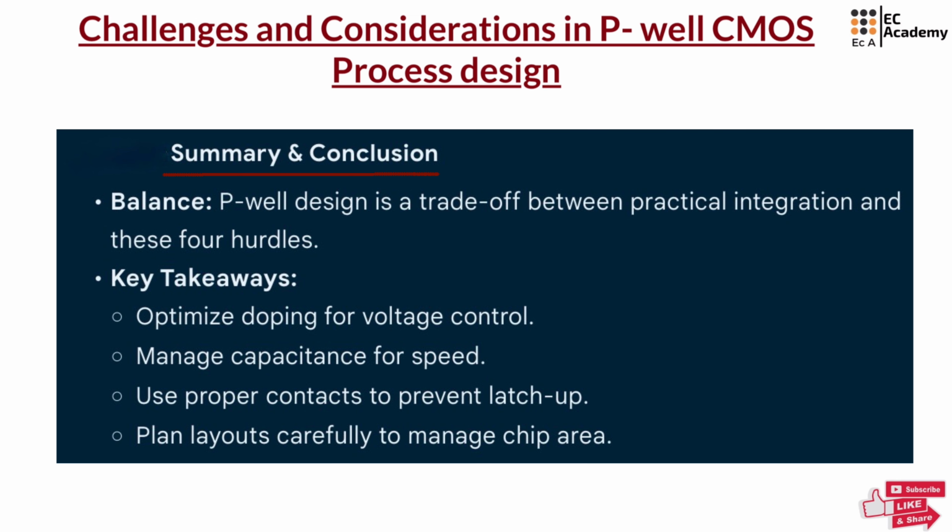So let us quickly revise the key points which we have learned today. While the P-Well process is the process to put nMOS and pMOS together, it comes with four main considerations or challenges. Threshold voltage control: we must optimize the doping to get the right voltage. Parasitic capacitance: extra capacitance slows down our switching speed. Latch-up prevention: we must make proper contacts to prevent circuit failure. Area considerations: the transistors need spacing, which increases chip area and lowers the density.